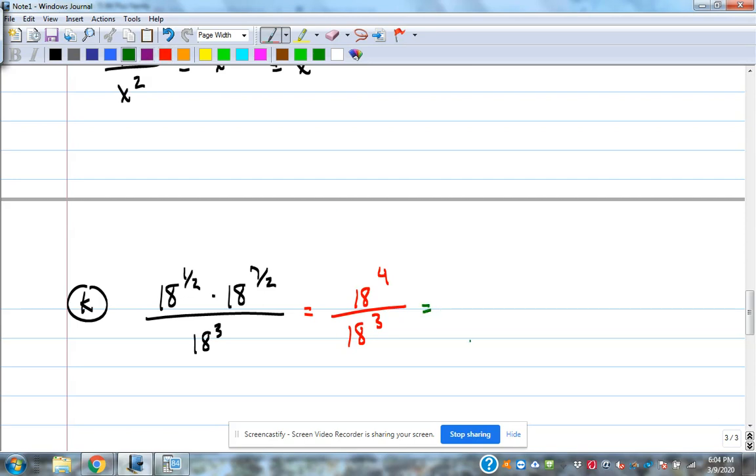And then the rule for that division is to do what with the exponents?